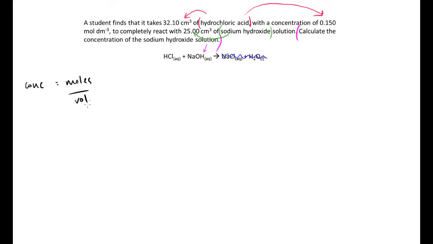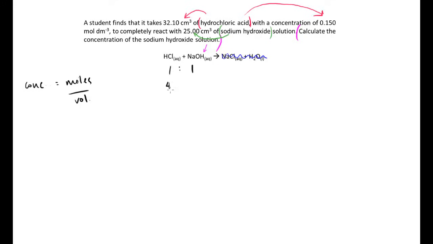So why not just work it out? I'm given a volume, 25 divided by 1,000, but I don't know my moles. I don't know the moles of sodium hydroxide, so I can't work out my concentration directly. What I need to do instead is use the hydrochloric acid. And it relies on this idea that hydrochloric acid, from the equation given, will react with sodium hydroxide in a 1:1 ratio. 1 mole of this will react with 1 mole of this in a perfect ideal world. And that's what we're assuming here. We're assuming absolute perfect reaction. So 1 mole reacts with 1 mole.